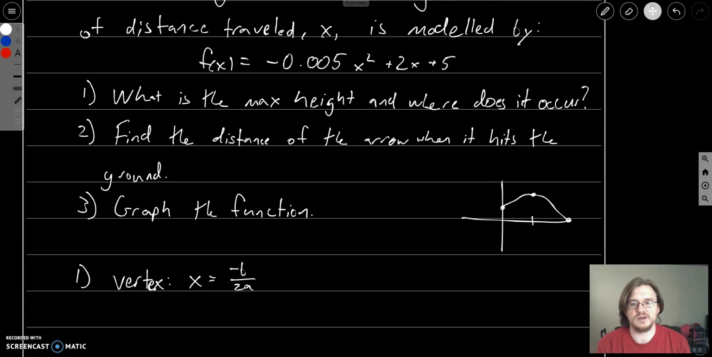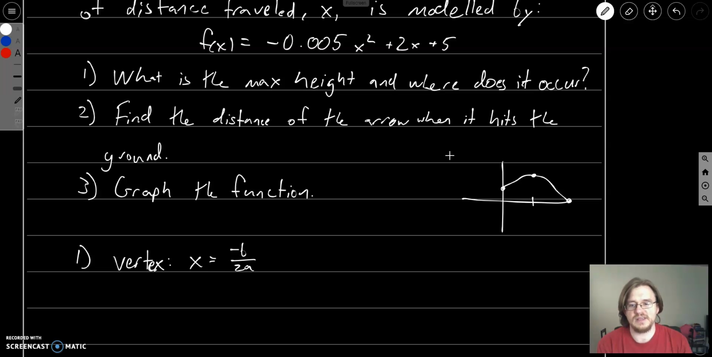So if we come back up to our function, negative b is going to be, so b is 2, so it's going to be negative 2 over 2 times a, and a is going to be negative 0.005. So when we multiply this out, we'll get negative 2 over negative 0.01. And when we cancel out the negative signs, divided by 0.01, this is 1/100th. So the maximum height will occur after the arrow has traveled 200 yards.